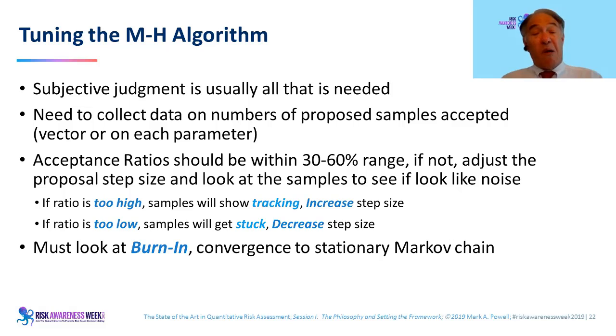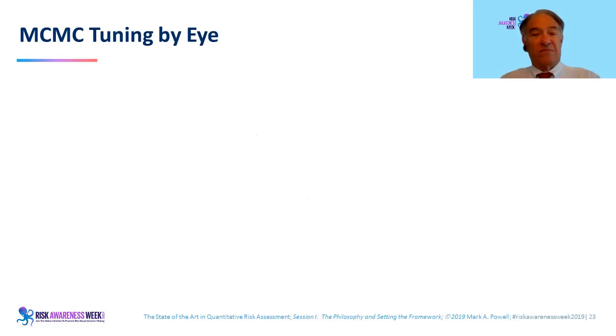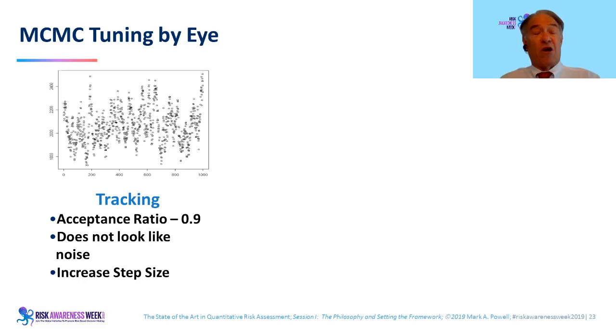We need to look at the burn-in because the Markov chain is going to take a while before it gets stationary. What I mean by stationary is the statistics are constant throughout the rest of the chain. In other words, if you took multiple chunks of samples, you should get very similar means, variances, etc. So you have to look at the burn-in, and what we do is we truncate. Let's talk about tuning the Markov chain by eye.